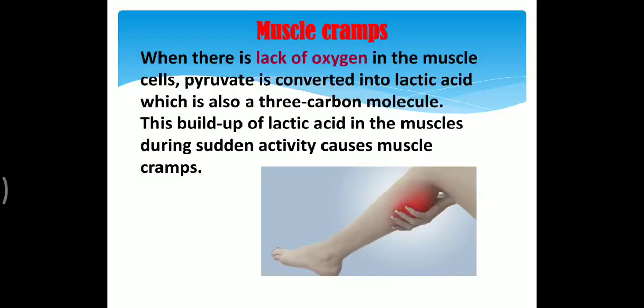Earlier, in the absence of oxygen, I told you ethanol and carbon dioxide are released, whereas here in our muscles, normally breathing happens with oxygen. All of a sudden, due to some reason, if oxygen is not there, then it converts into lactic acid and it starts paining. This buildup of lactic acid in the muscles during sudden activity causes muscle cramps.